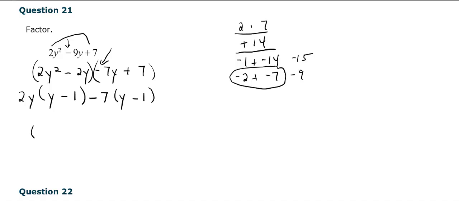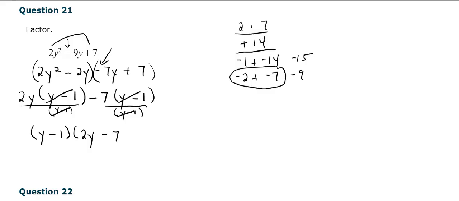Our greatest common factor is y minus 1. And when we divide that out of each, that would leave us a 2y minus 7. So our final answer would be the quantity y minus 1 times the quantity 2y minus 7.